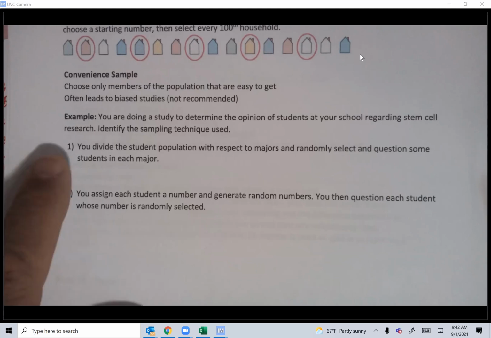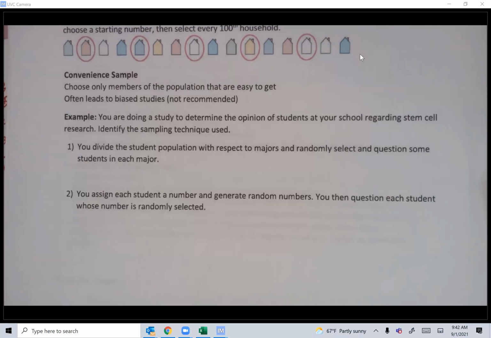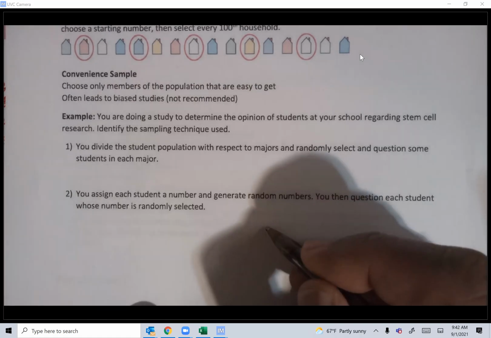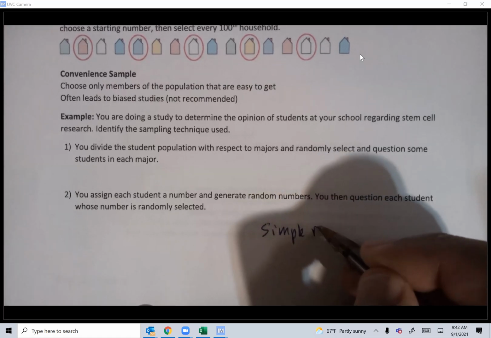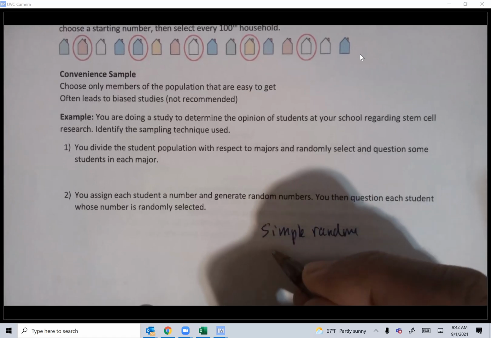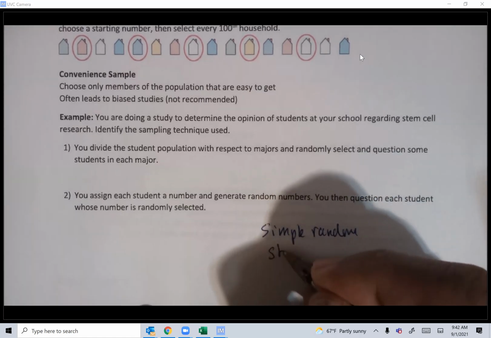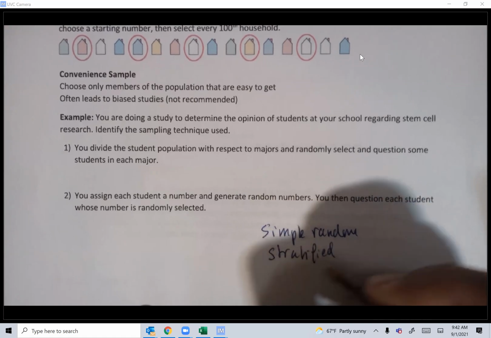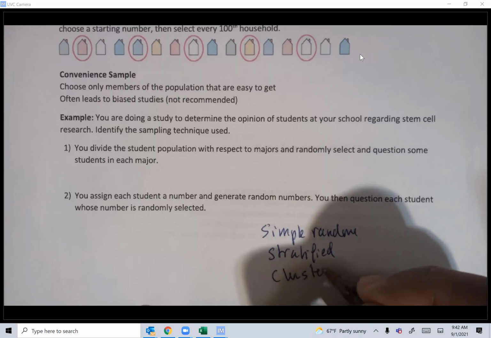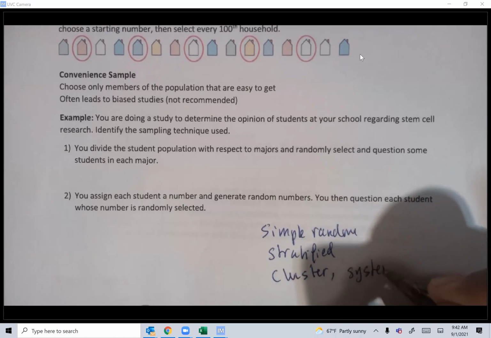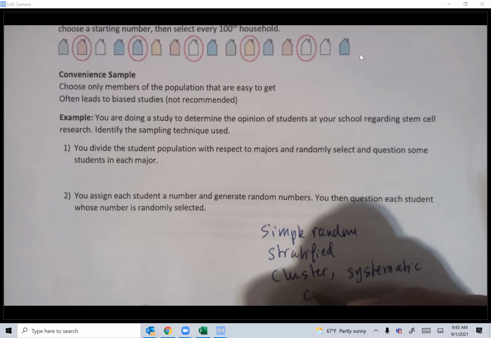Okay, let's see, guys. So we have simple random sample, we have stratified, we have cluster, we have systematic, and we have convenience sampling techniques. I'm going to give you two examples, guys, and you tell me what sampling technique is being used. Let me write them down. So simple random sample, stratified, cluster, systematic, and convenience.